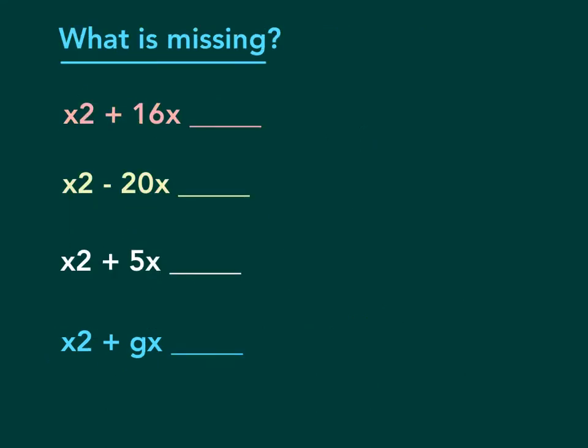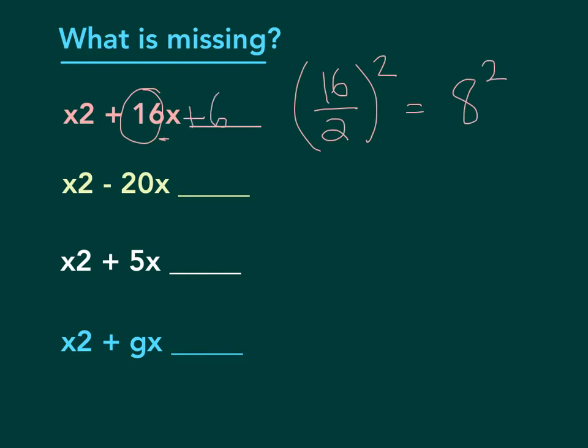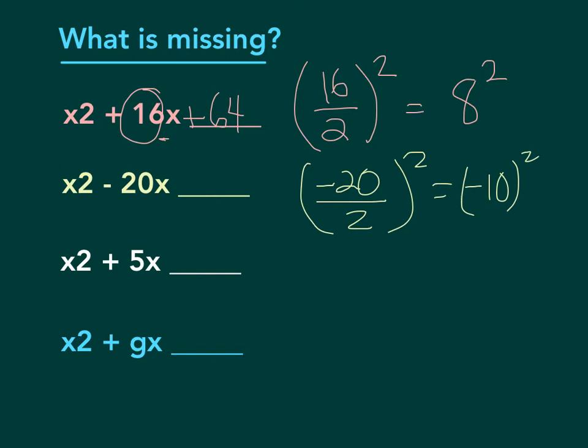Now let's look at a few examples of finding what's missing to make a perfect square trinomial. The general process I want to go through is taking my coefficient on my x, dividing it by 2, and then squaring it. So this would be 8 squared. So I would do plus 64 here. In the second example, I'm going to take my negative 20, divide that by 2, square it, so that I have negative 10 squared, so I'm going to add 100.